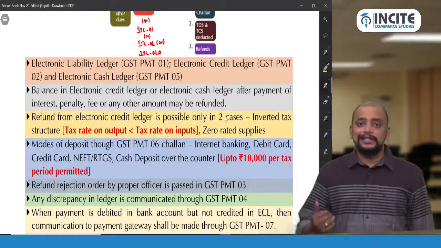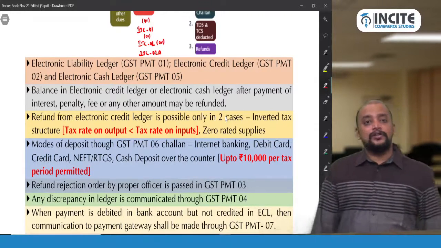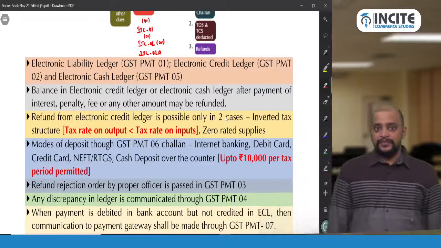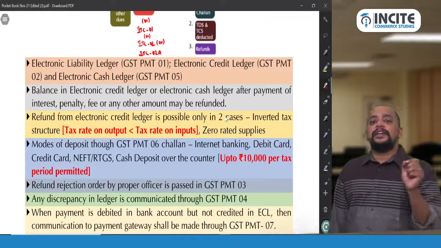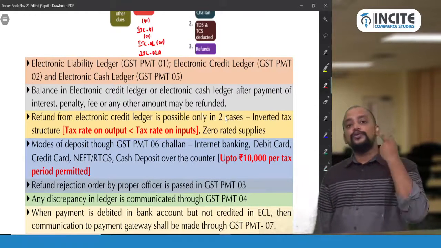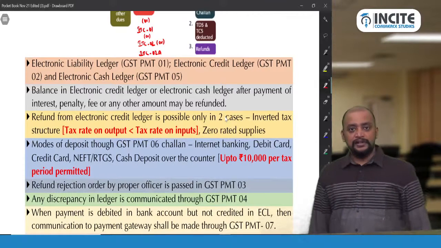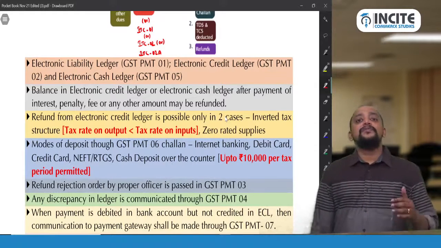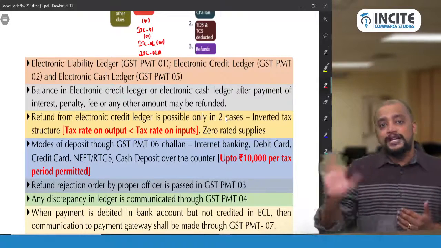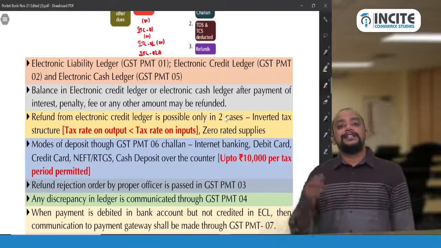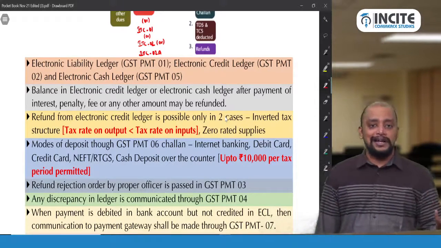Okay. Now suppose there is any balance in the electronic credit ledger or cash ledger, we can claim it for refund. Balance in the electronic credit ledger can be claimed for refund only in two cases. Only two cases. The excess balance in the credit ledger we will get as a refund. So number one, in case of inverted tax structure. What is inverted tax structure? The tax rate, not tax payable, but the tax rate on outward supply is less than the tax rate on inward supply, then we will get the refund of unutilized ITC.